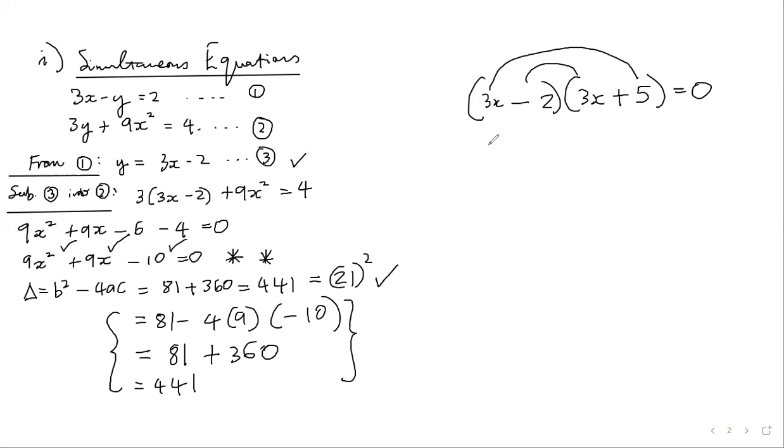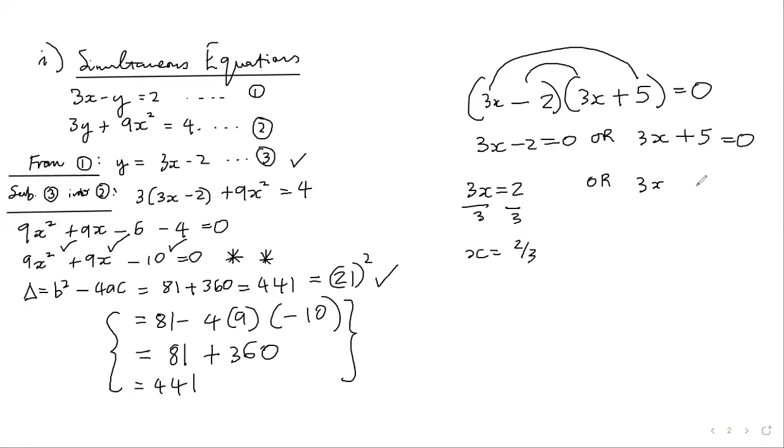They're correct. So 3x minus 2 equals 0, or 3x plus 5 equals 0. This then tells us that 3x equals 2. Divide both sides by 3. So x would be equal to 2 over 3, or 3x would be equal to negative 5. Divide both sides by 3. So x would be negative 5 over 3.